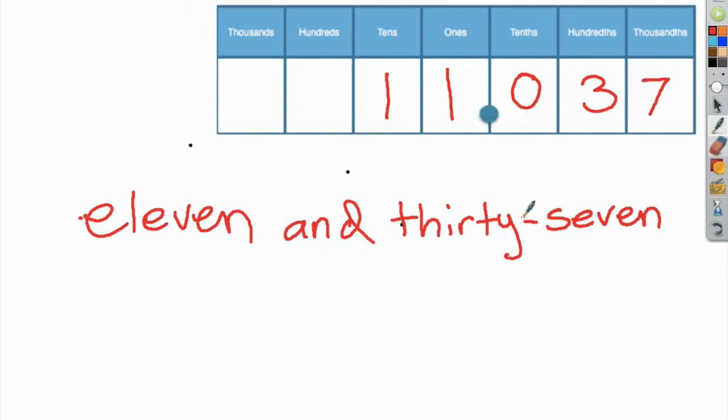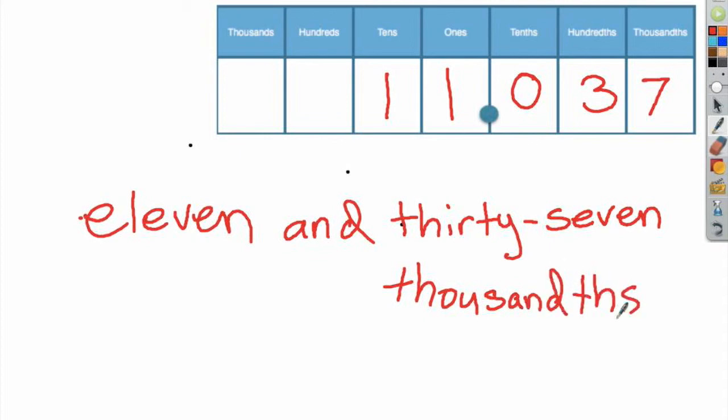Am I done? I feel done. It's Friday. You have to write thousandths. Don't forget the ending. Eleven and 37 thousandths.